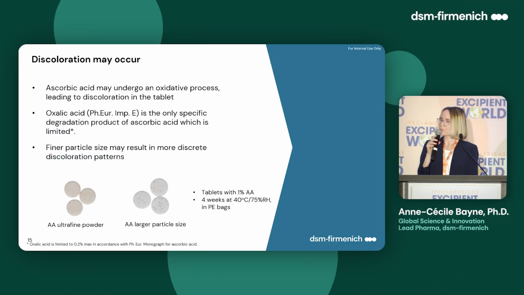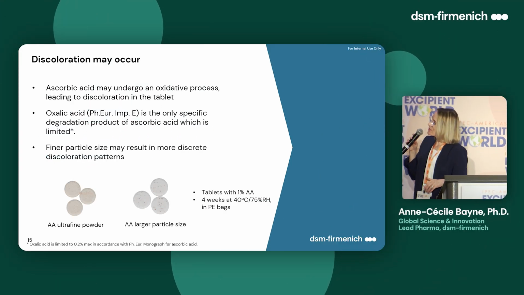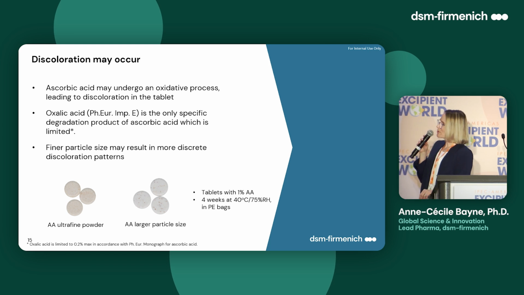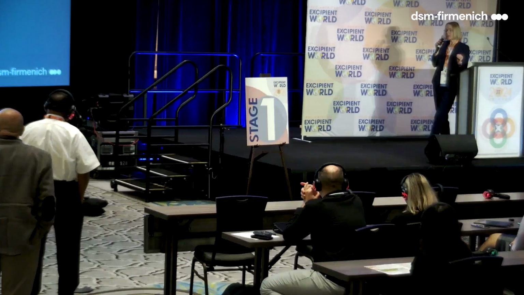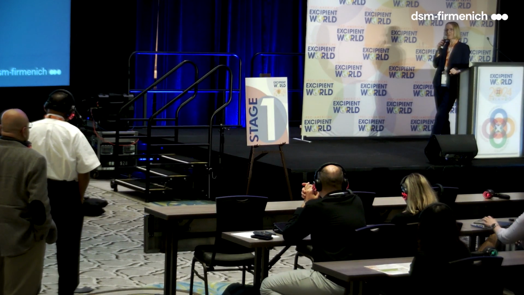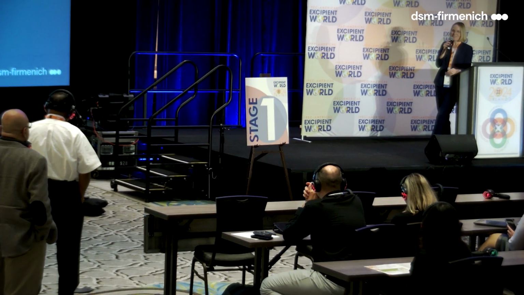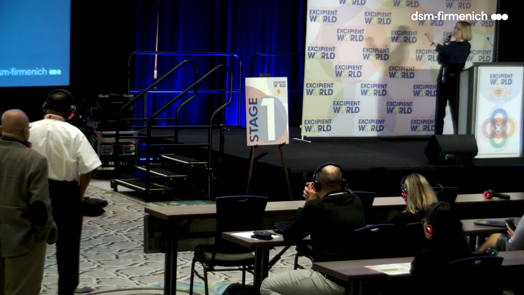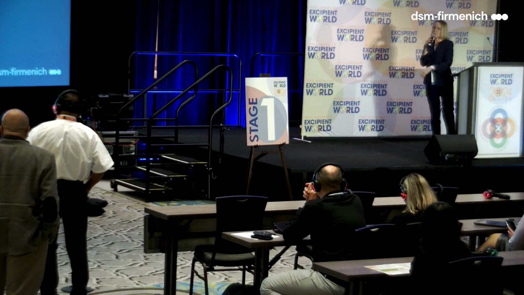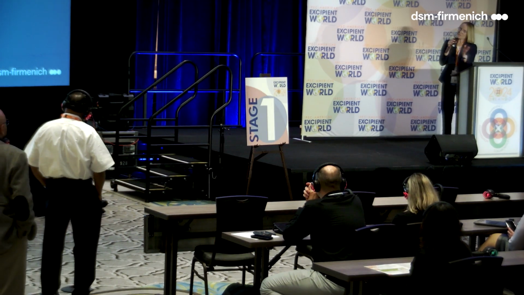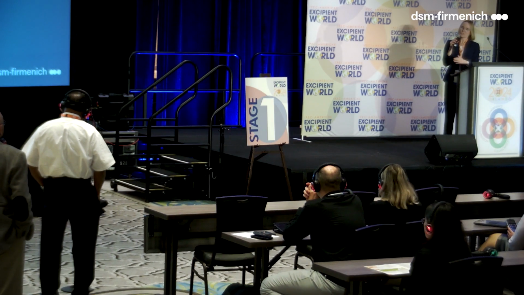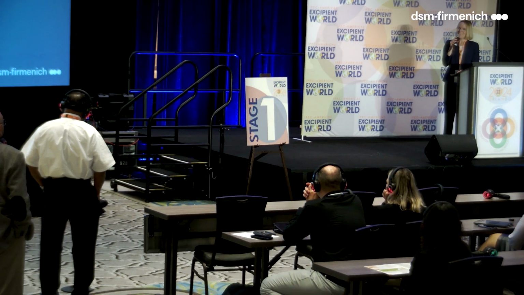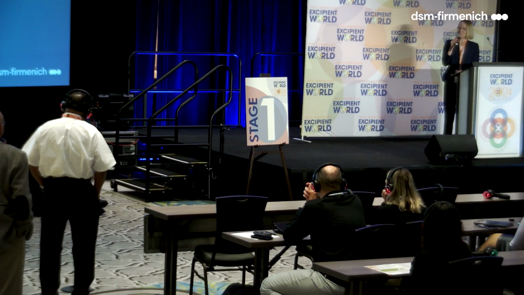For ascorbic acid in particular, oxalic acid is the only specific degradation product of ascorbic acid which is limited. So that's something you can have as a control when you add ascorbic acid to your composition. But when the ascorbic acid reacts, dihydroascorbic acid gets produced and can be degraded all the way to 2,3-diketogulonic acid afterwards. That's the degradation process, which is also very well characterized, and I'm happy to share some information about this if you need.